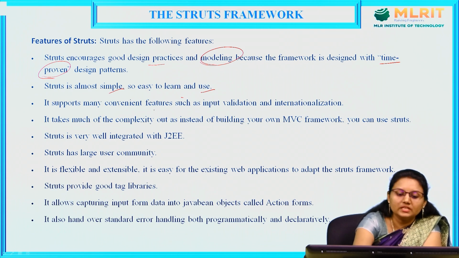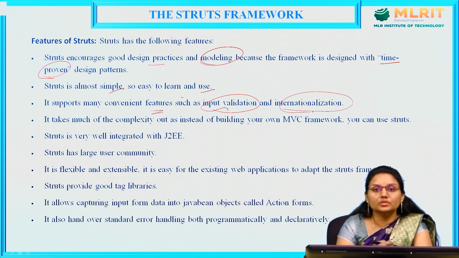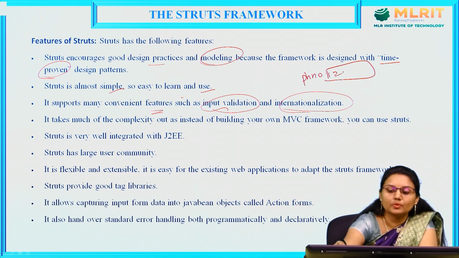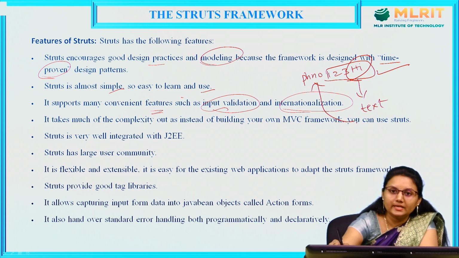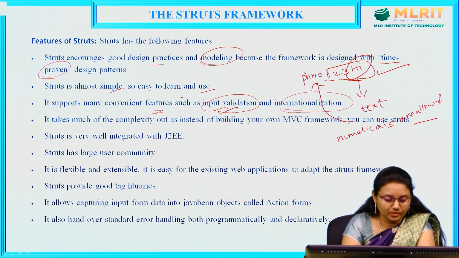It supports convenient features such as input validation and internationalization. Means what? Whatever inputs the user is giving, whether that input is applicable, required or not, that can be validated. Means suppose a phone number is there. If your phone number is 123, it is okay. Okay. But if you are giving 123, hi. Then what happens? This is of text format. Text cannot be given as a phone number. Then it should validate and tell you only numericals are allowed. Okay, something like this, some warning message it will give you. What is this? This is nothing but the input validation.